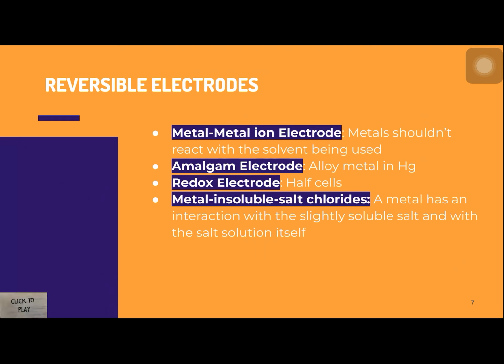A reversible electrode is a metallic electrode that will dissolve when a current is passed from it into a solution and will have metal plated on it from the solution when the current is passed in the reverse direction.